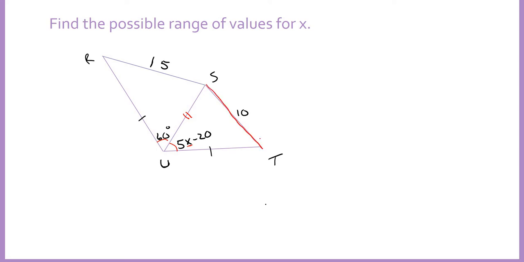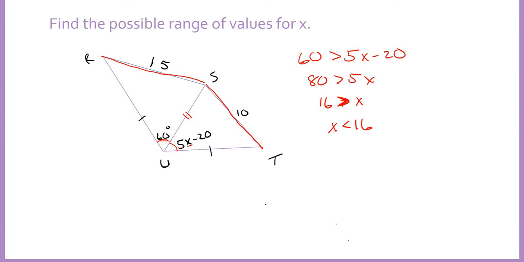So since this side is 10, ST, and RS is 15, I know that 60 degrees has to be greater than the angle measure 5x minus 20, because 60 is opposite the longer side. So knowing that, if I solve this inequality, 80 is greater than 5x, divide by 5, and x has to be less than 16. So x has to be less than 16 in order for this angle measure to remain smaller than 60 degrees.